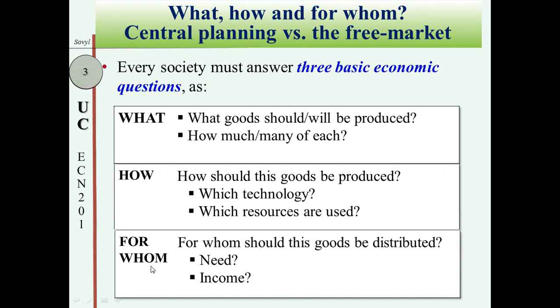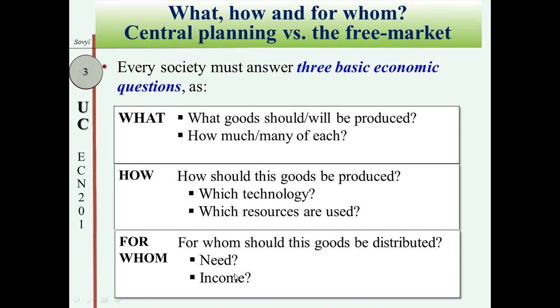And then for whom? For whom should this good be distributed or sold? For whom refers to the ones who want our product. Sometimes some people, some countries, need our products, they want our products, but can they buy?